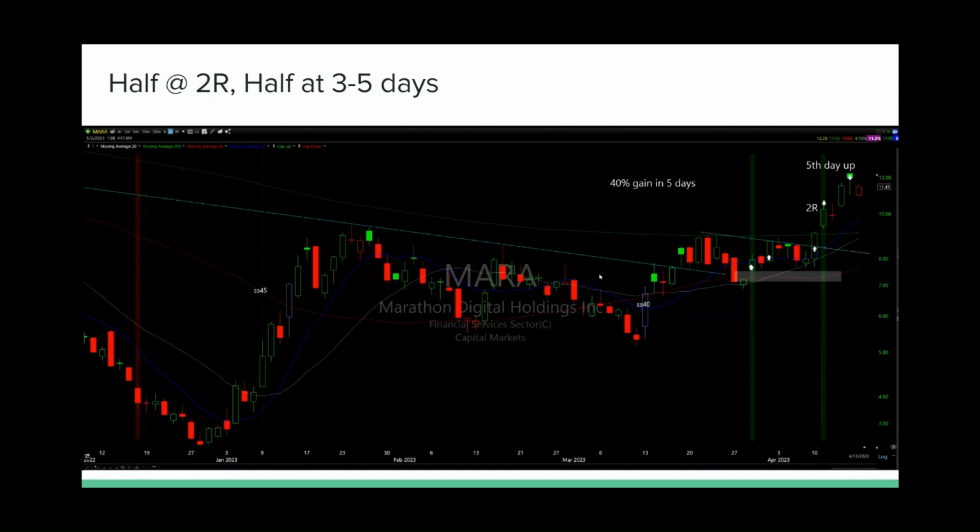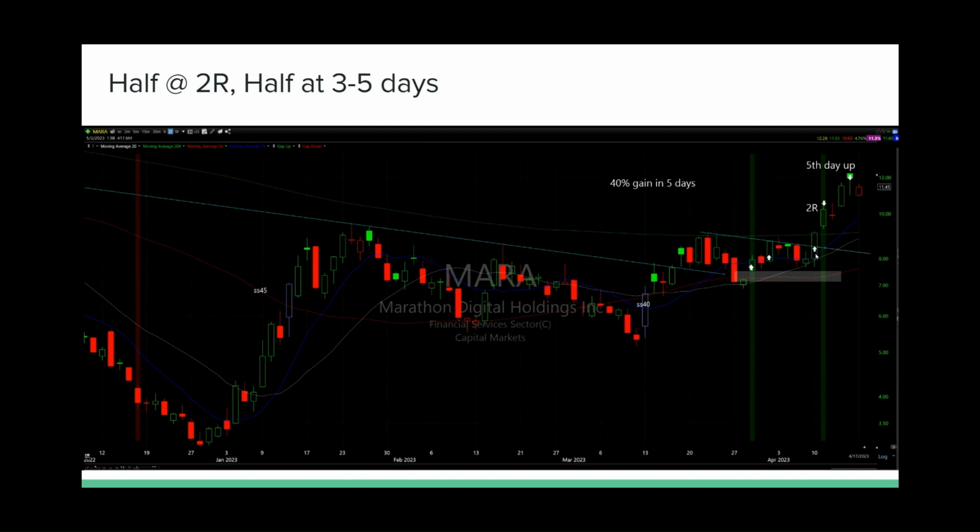Okay, now for a swing trade. For a swing trade, the sell rules are super simple. I just sell half at 2R and then half in 3 to 5 days. So this was the most recent trade that I closed. This was 2 days ago.